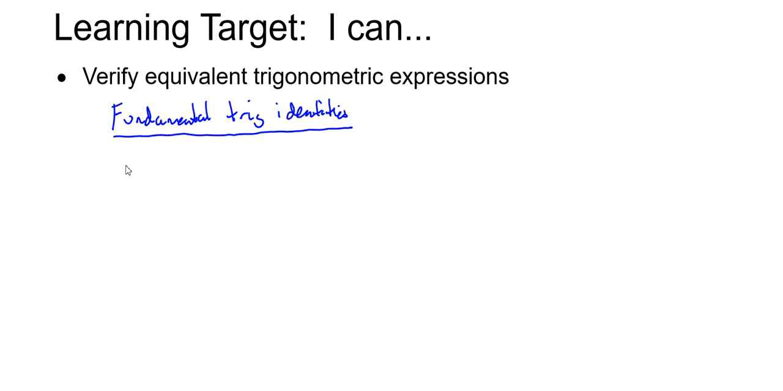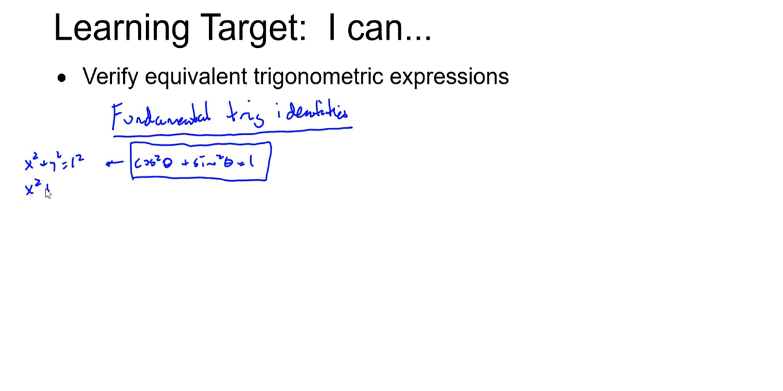using algebra and whatnot. Now, the first fundamental trig identity is the sine, or I should say the cosine squared of an angle plus the sine squared of an angle, that equals 1. That is the mother of all trig identities, and that comes from the unit circle. X squared plus y squared equals 1 squared. X squared plus y squared equals 1.